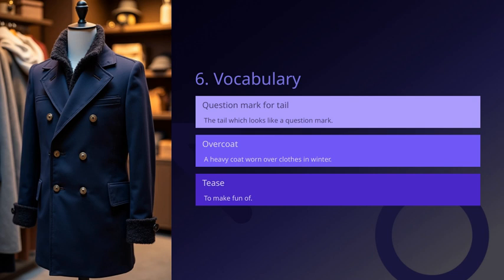Finally, we have the word tease. To tease someone means to make fun of them, often in a playful or joking way. But it's important to remember that teasing can sometimes hurt, so it's always good to be kind and considerate. These words connect to our overall theme of understanding how visual cues and language help us communicate more effectively. Recognizing these vocabulary words enhances our ability to interpret questions, describe clothing, and understand social interactions.